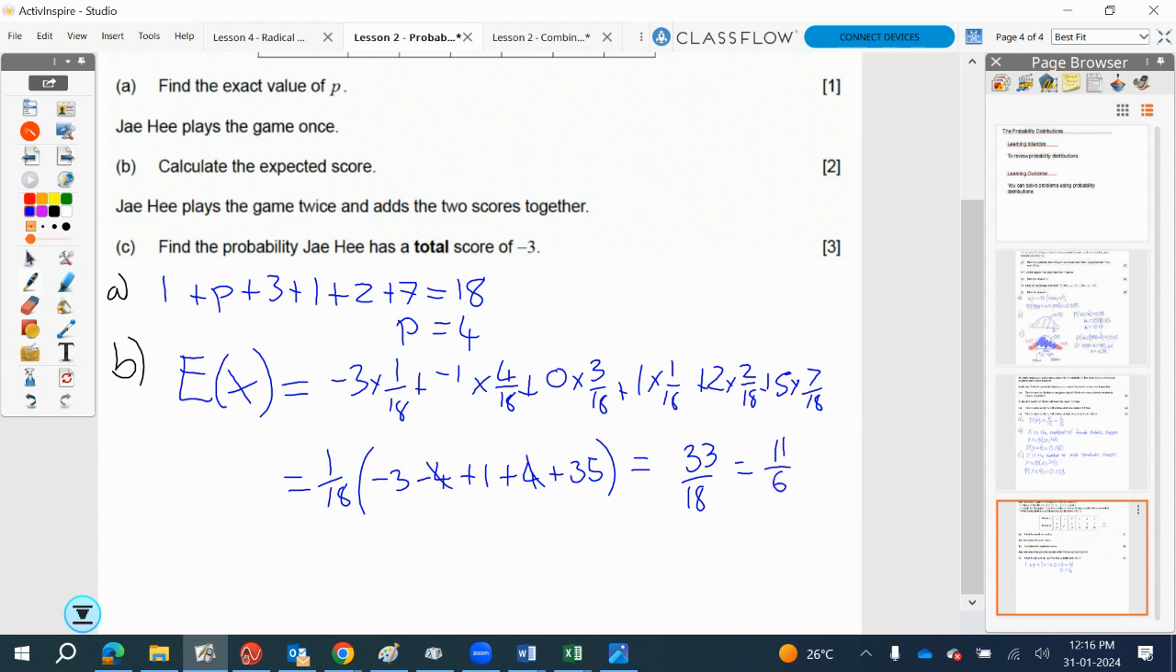Correct. Can I put it as a decimal? Yeah, you can answer as a decimal. Because I think it makes a bit more sense as a decimal as well. It's just less than 2. It's 1.83 recurring, just less than 2.